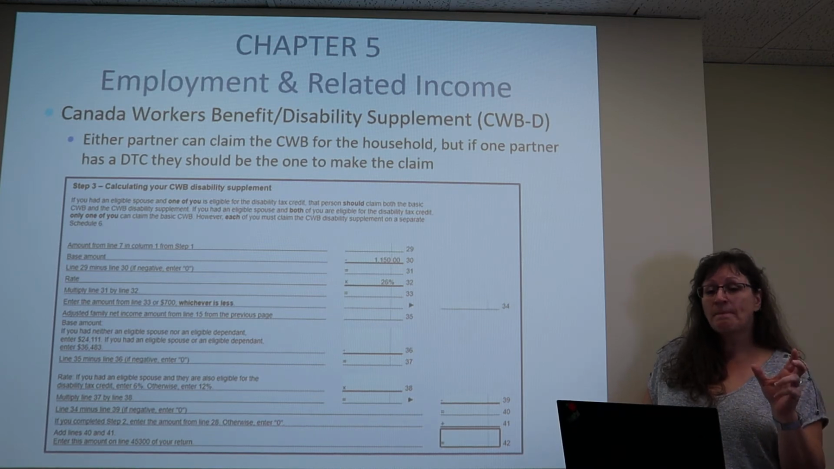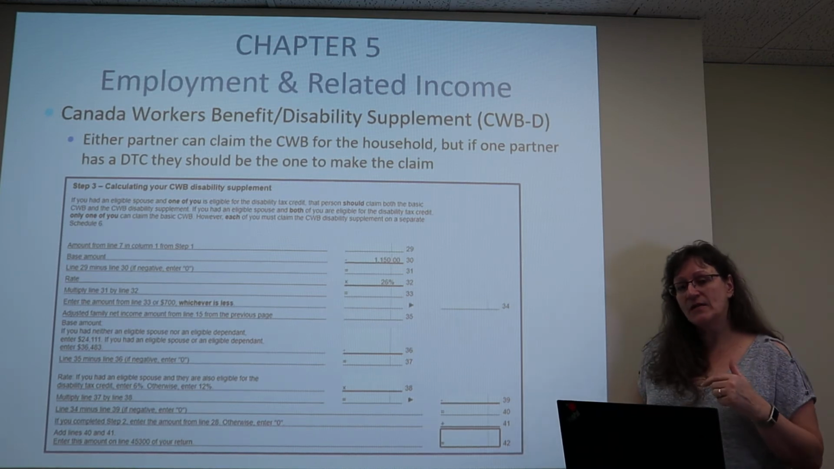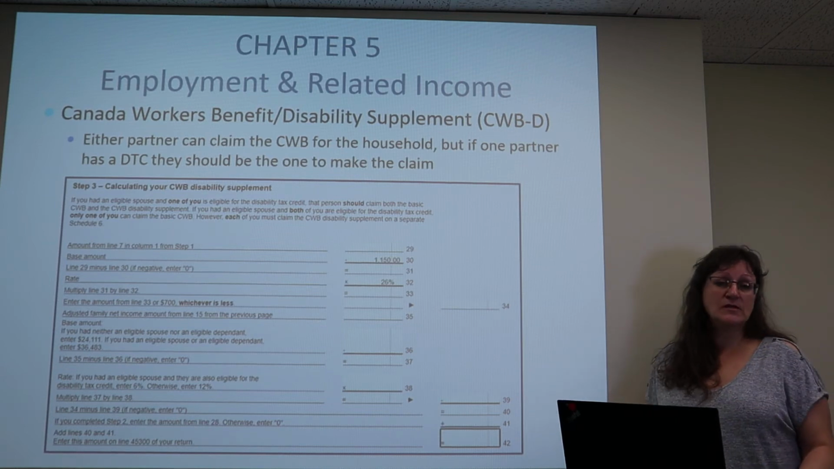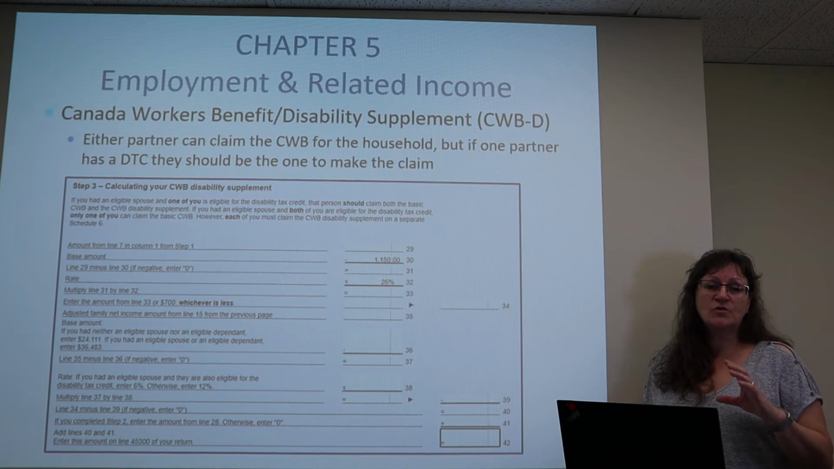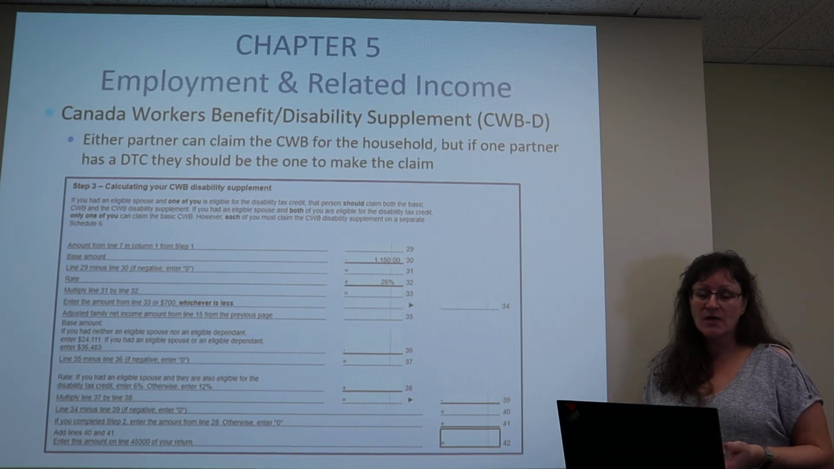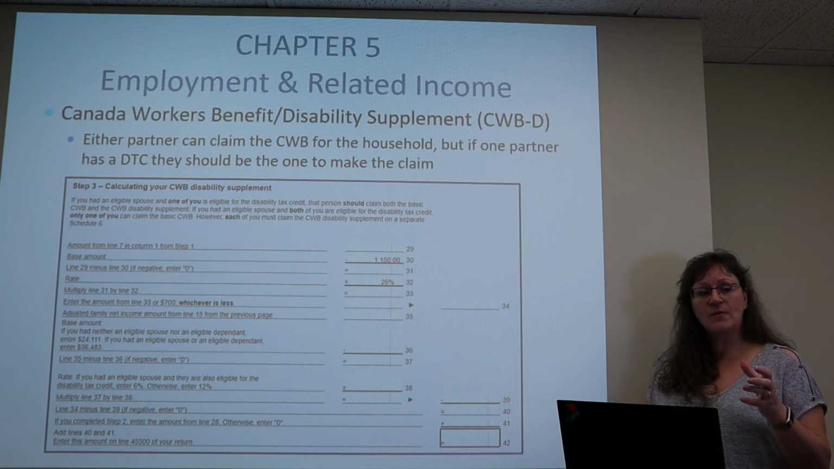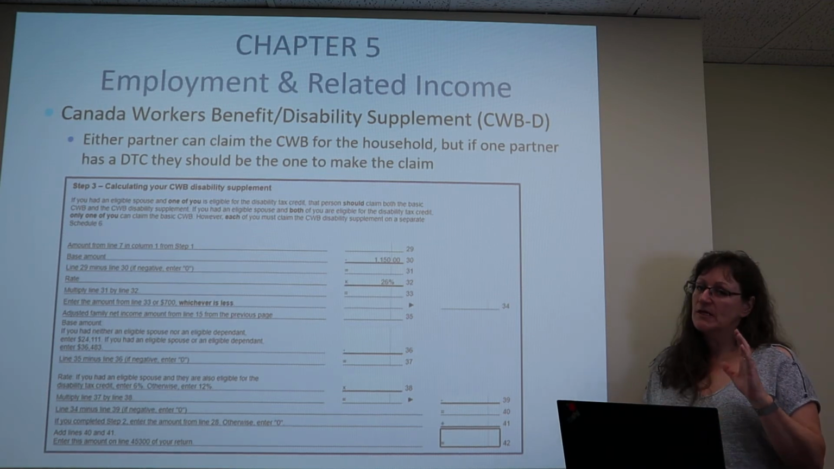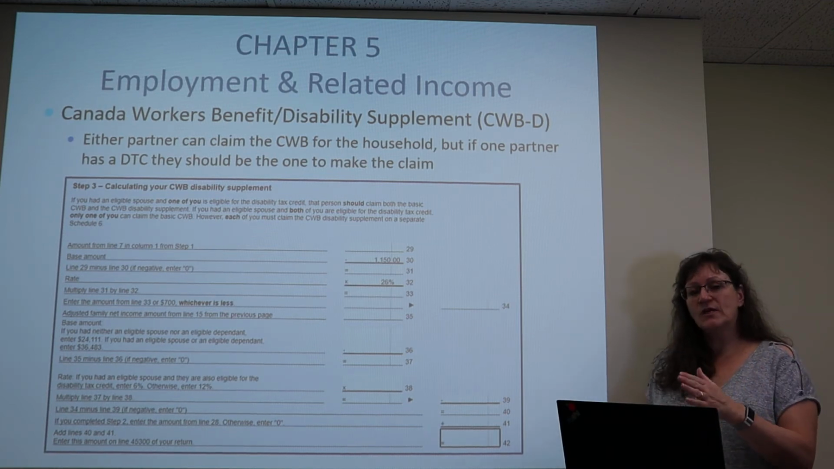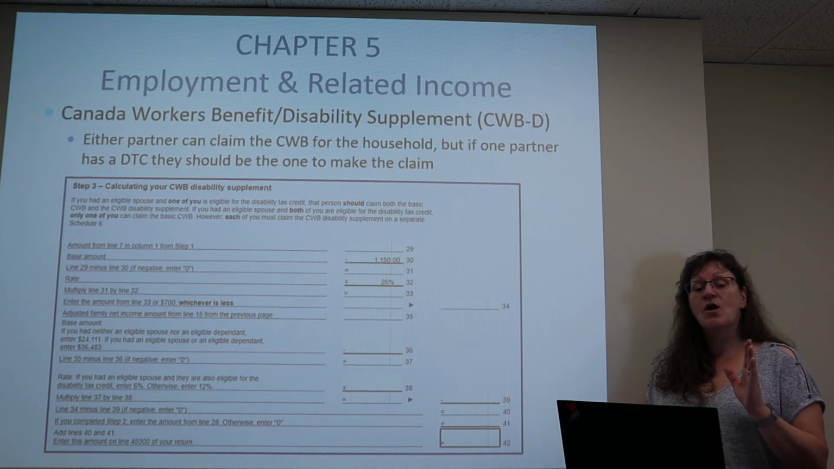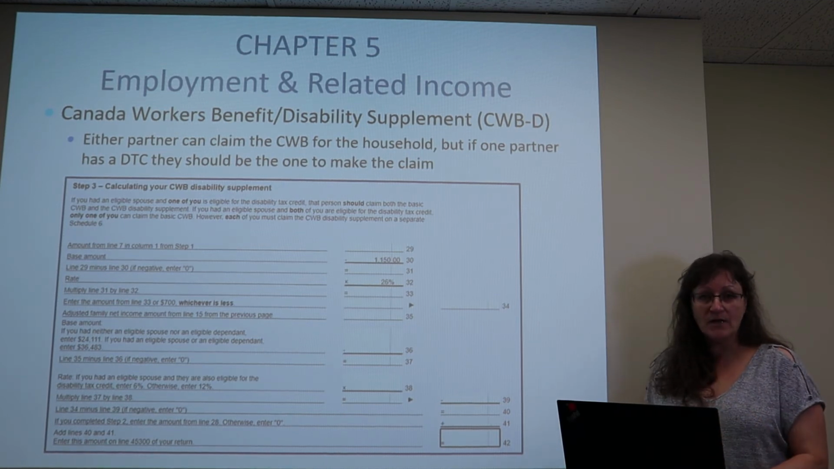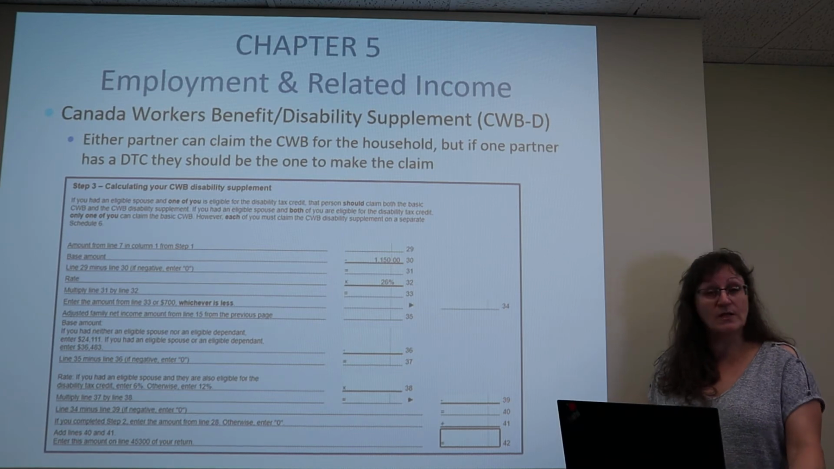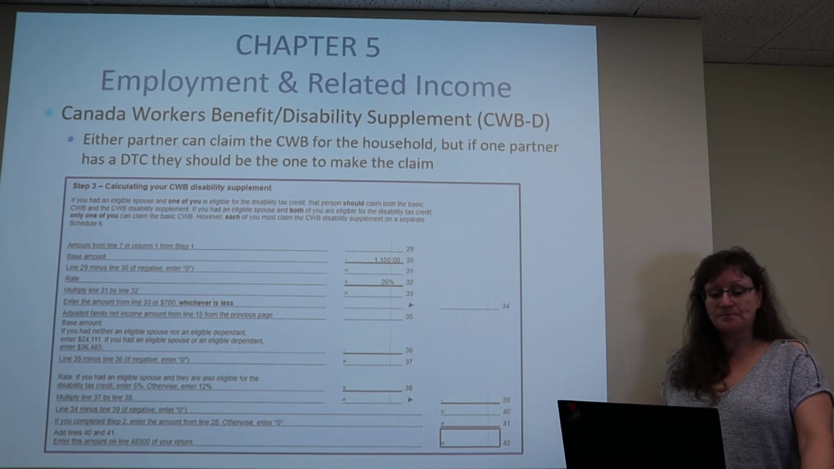However, there is a top-up to the Canada Workers Benefit that is a disability supplement. And this disability supplement is only available to an individual who has a disability tax credit. So if we're doing tax returns for a couple where one partner has a disability tax credit and the other doesn't, we want to make sure the Canada Workers Benefit gets claimed on the return of the person with the disability, so that the disability supplement and the different thresholds can be correctly applied to the eligibility, and they don't lose out on any benefits as a result.